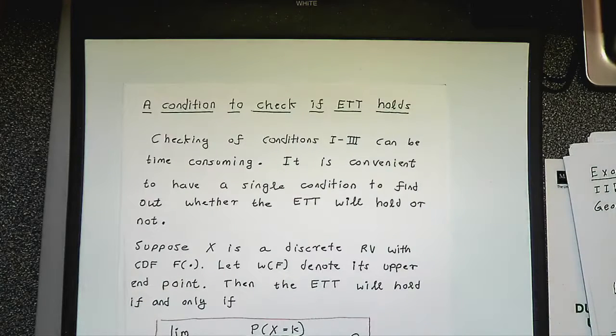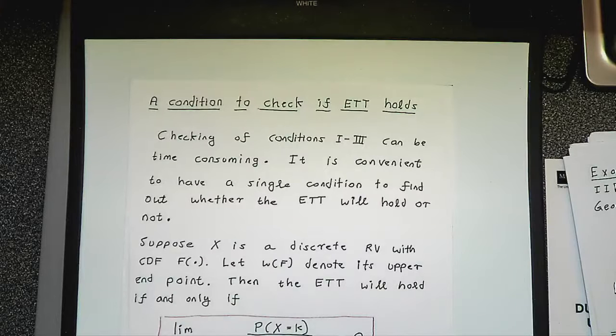So this week I asked you guys to watch 4 videos. I hope all of you have watched the 4 videos. So the first video is on conditions to check if the extremal types theorem holds or not. Remember, we talked about the extremal types theorem last week, right? And in order to check if it holds or not, you need to check 3 conditions. Condition for type 1, type 2, and type 3.